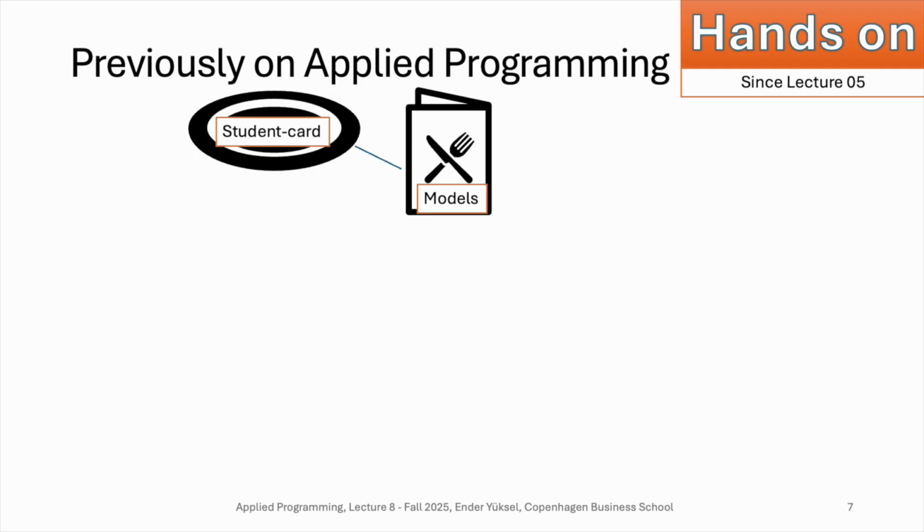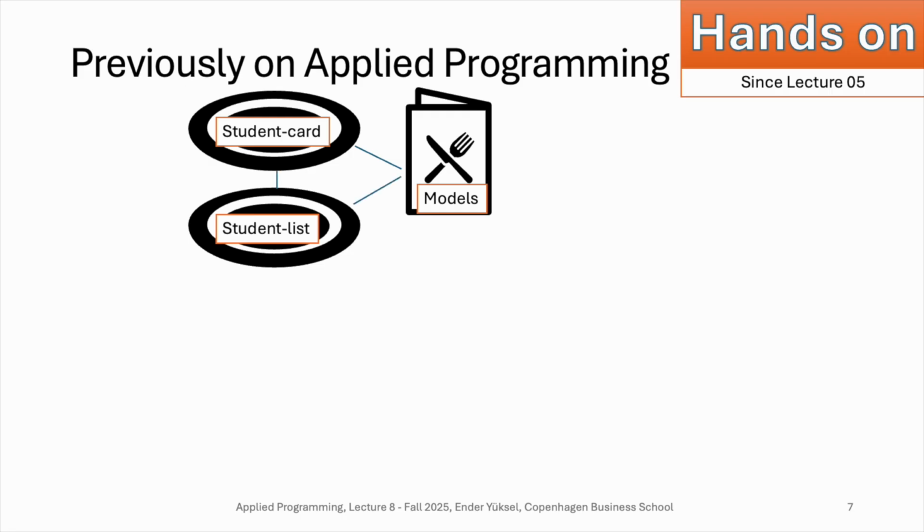Then we made the student component use the student model. After that, we created our second component, which is called the student list component. We made sure that the student list component used both the student card component and the student model.